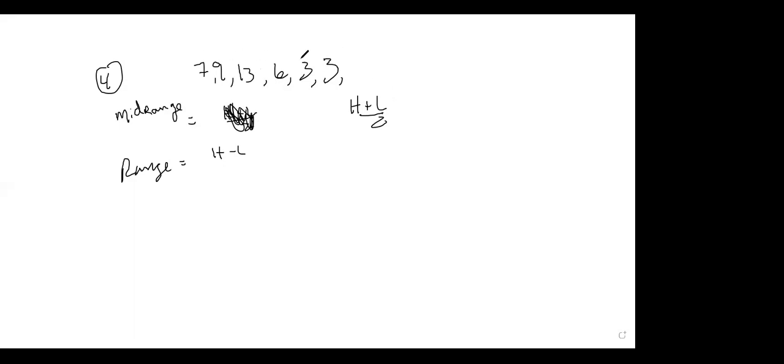We want to know what number is in the middle. The highest number is 13. The lowest number is 3. 13 plus 3 is 16 divided by 2. So mid-range is 8. Mid-range is the number kind of like in the middle. Now, range is just highest minus the lowest. 13 minus 3 is 10. That's the range. So be careful on your formulas.